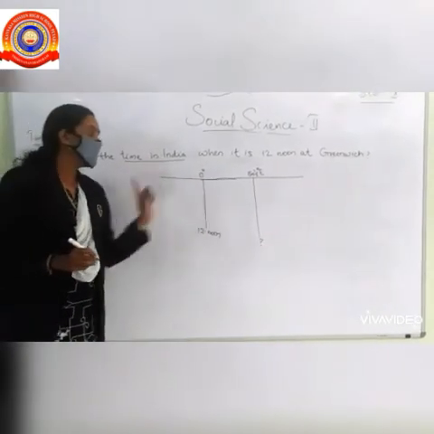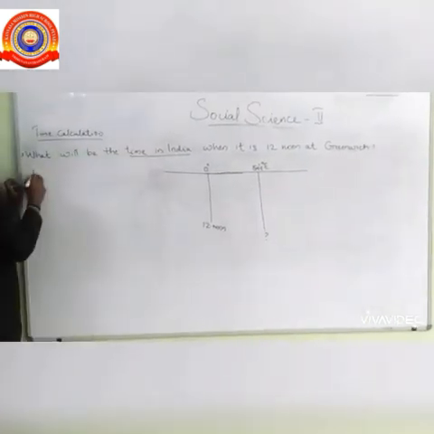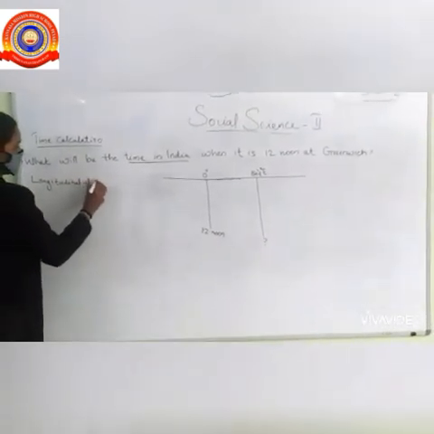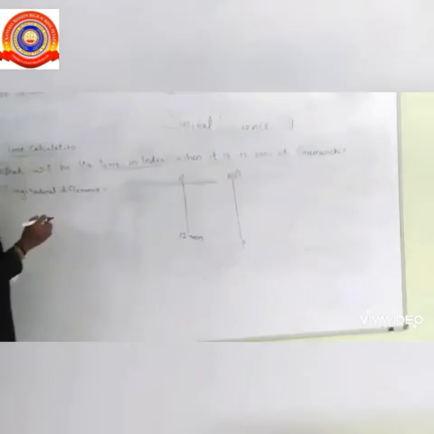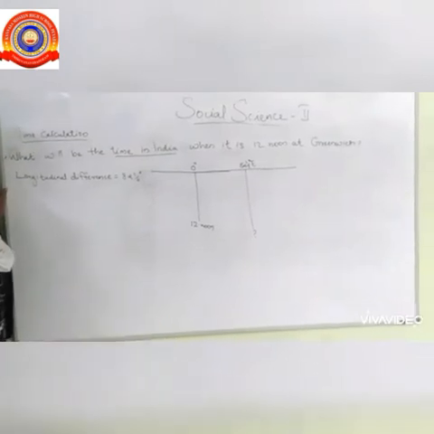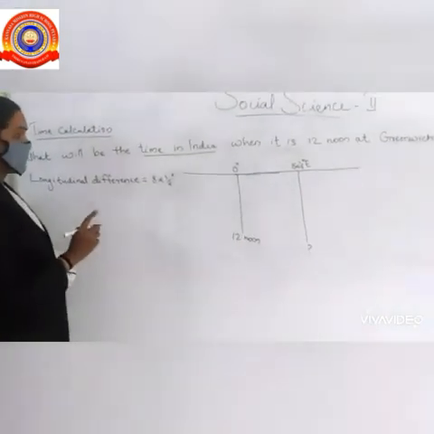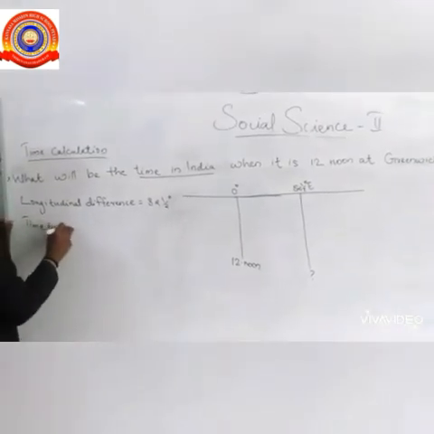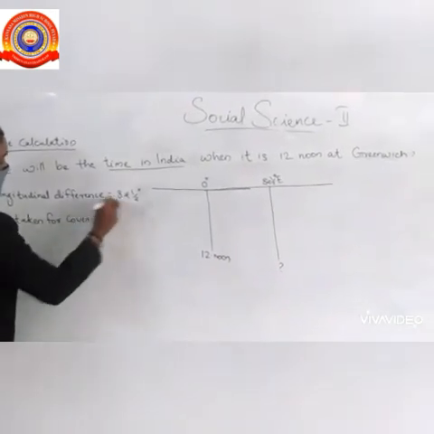So next we write the longitudinal difference of India and Greenwich. We know that India is 82.5 degrees east of the Greenwich meridian, so we write 82.5 degrees. That means the longitudinal extent between India and the Greenwich meridian is 82.5 degrees. Next, we need to find the time taken for covering these longitudes. So we write time taken to cover 82.5 degree longitude.